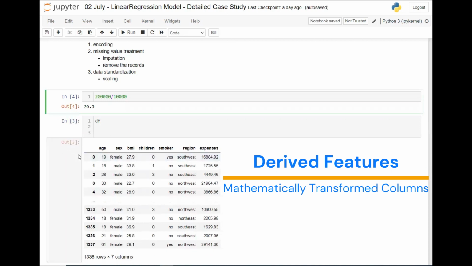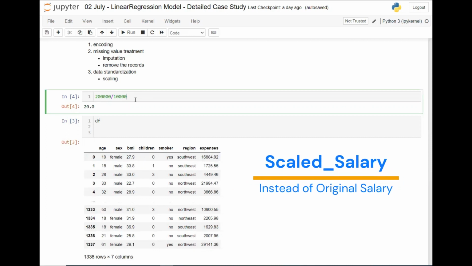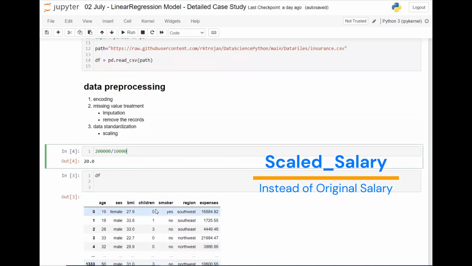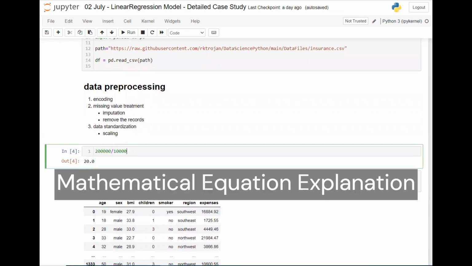We will remove the original salary column. Rather, we will use the derived column. So instead of the salary column, we will use the derived column, which is obtained by dividing every value by 10,000 or some other value. All the columns should be on similar scales. Otherwise, our model will be biased toward that column. And why will that happen?